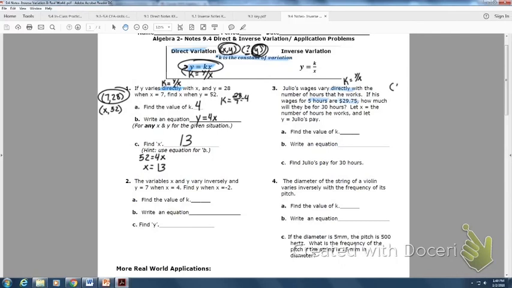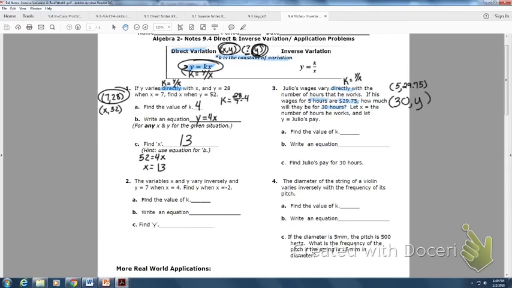Whenever it's a word problem, you're going to have to find these. It's not just, hey, here's x and here's y. So 5, $29.75. Then it says how much will they be for 30 hours? How much will he make for 30 hours? So now we're given the point 30, and then we'll have to find the y value that goes with that.